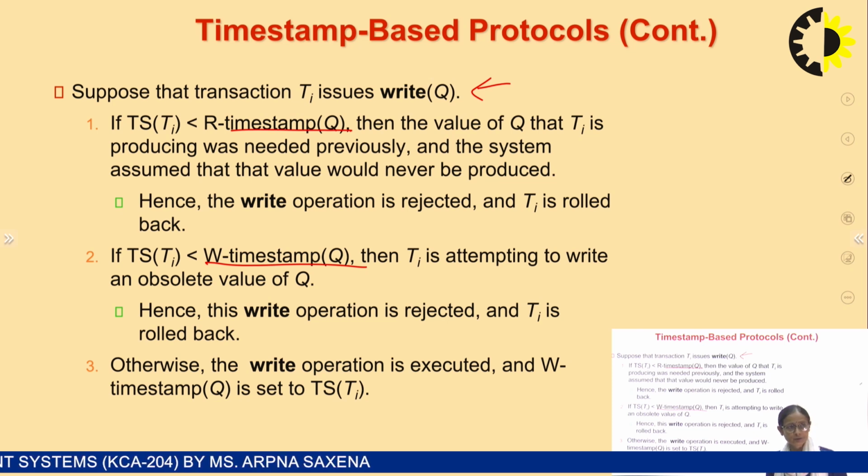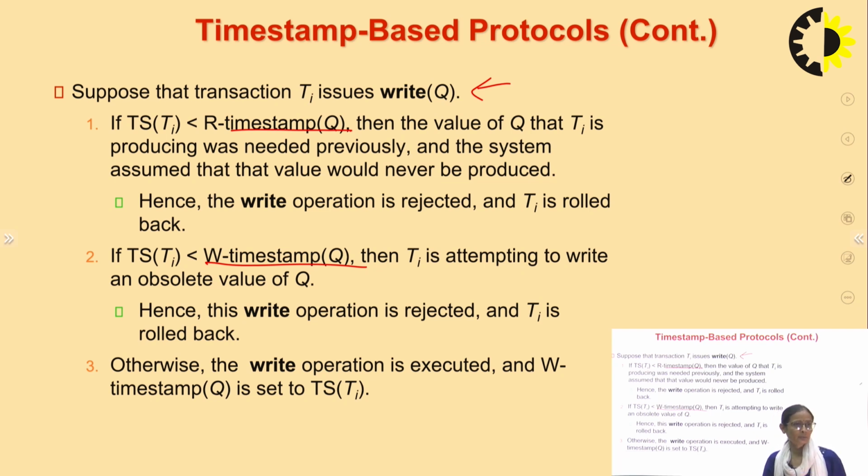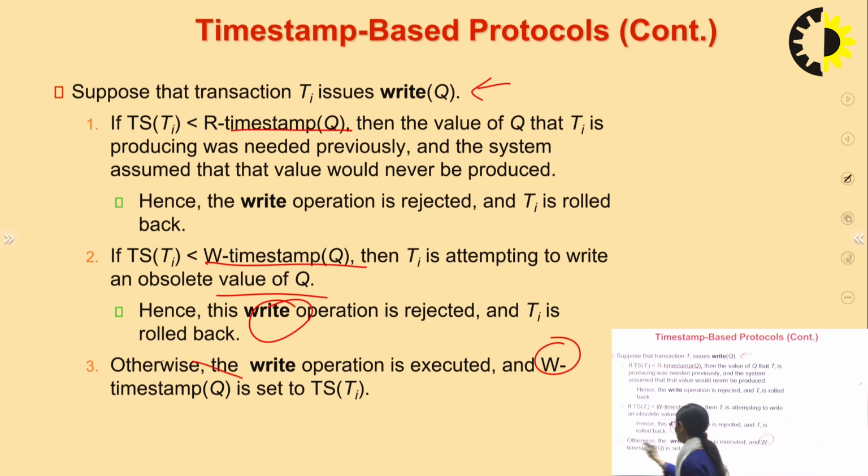But now if we are comparing the TS value with the write timestamp, here Ti is attempting to write an obsolete value of Q, and hence the write operation is rejected. Otherwise, the write operation is executed and write timestamp of Q is set to TS of Ti. That is, whichever transaction executes the write operation, your W timestamp is set to that particular value.